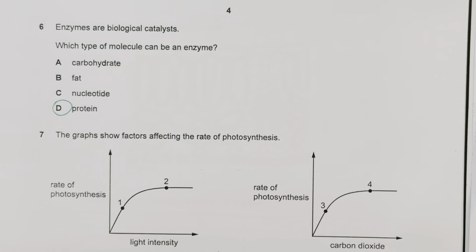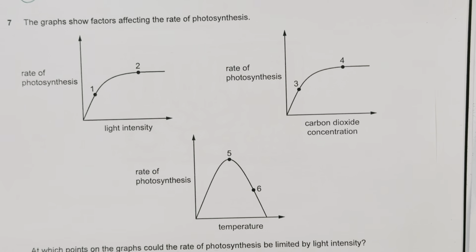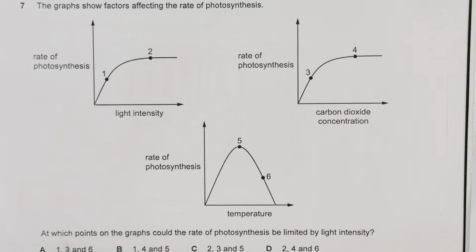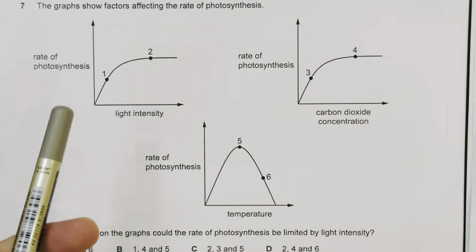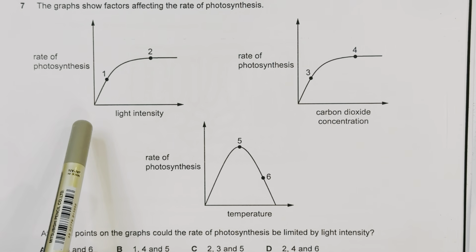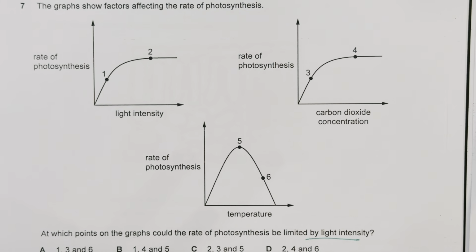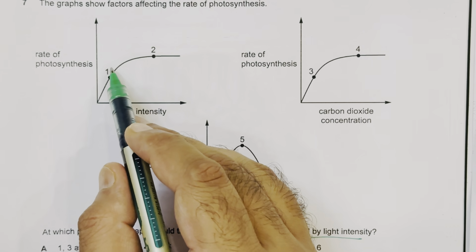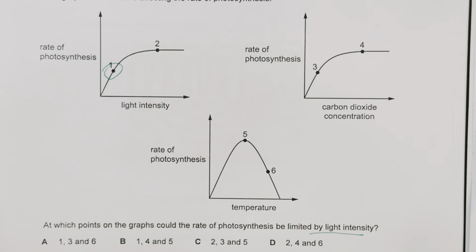The graph shows factors affecting the rate of photosynthesis. At which point on the graph could the rate of photosynthesis be limited by light intensity? Okay, so we have to carefully read the parameters of the x-axis and y-axis, the rate of photosynthesis. It should be limited by light intensity, meaning that light intensity should control it. When light intensity is increasing, the rate is also increasing, so it is shown by the straight line. Option number 1 is the right one.